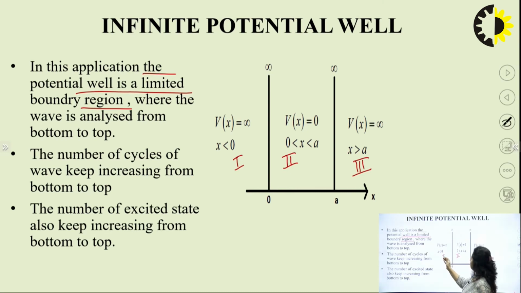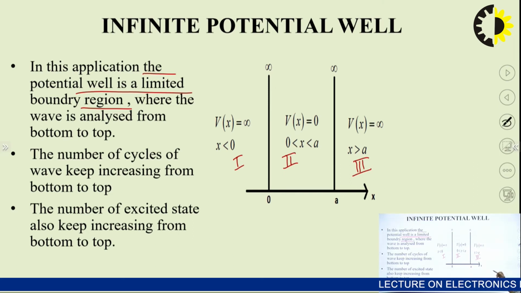Behind 0 there is the first region, from 0 to A there is the second region, and the third region is this. So we have the potential function as V(x) equal to infinity for x less than 0. In the second region we have V(x) equal to 0 for x greater than 0 and less than A, and V(x) equal to infinity for x greater than A. So this is the third region.